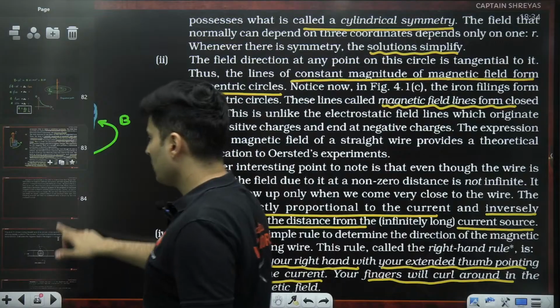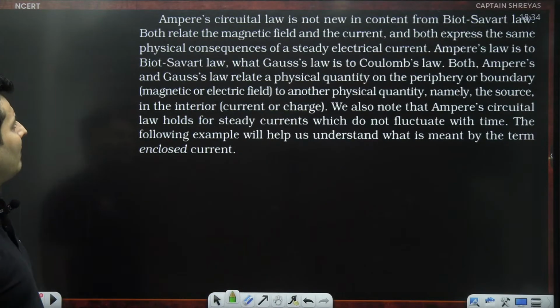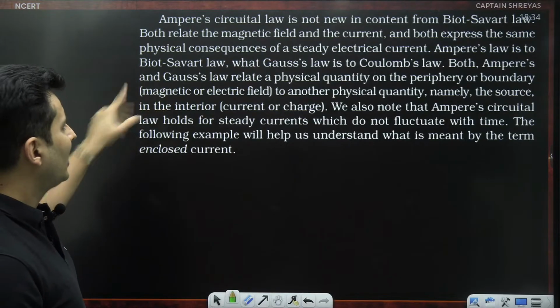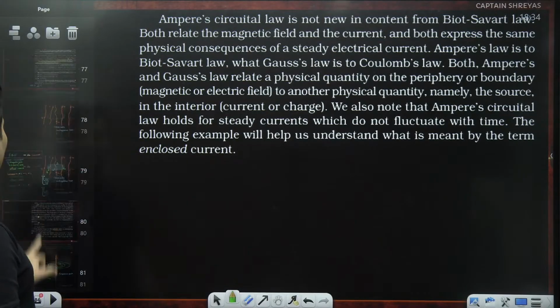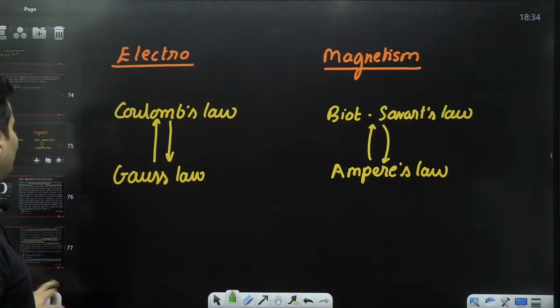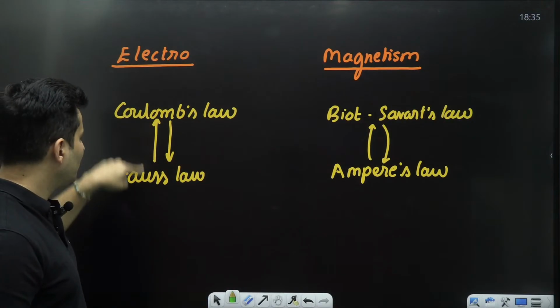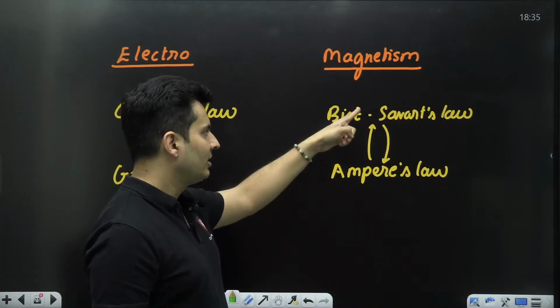Right. Great. Now, they have told that Ampere's law is not new. They both are related to each other. I think this particular thing is related to this particular statement which I mentioned here. Coulomb's law depends on Gauss law. Gauss law depends on this. If this is not valid, even this is not valid. Same way, if this is not true, this won't be true. If this is true, this will be true.